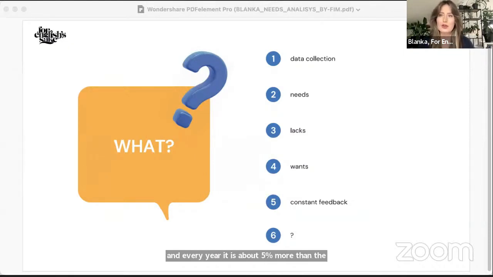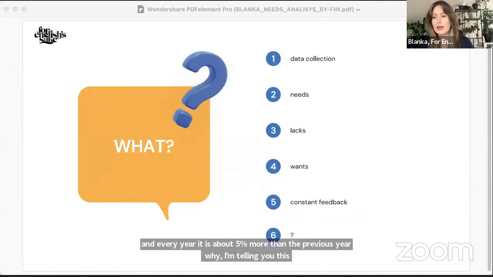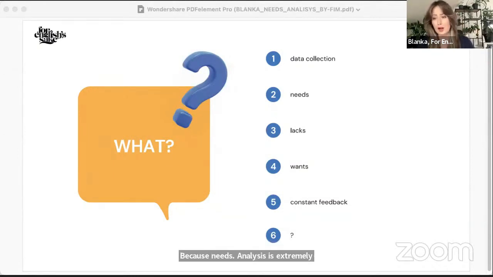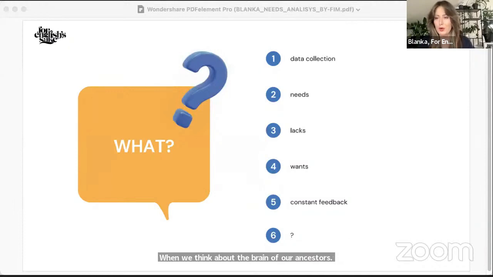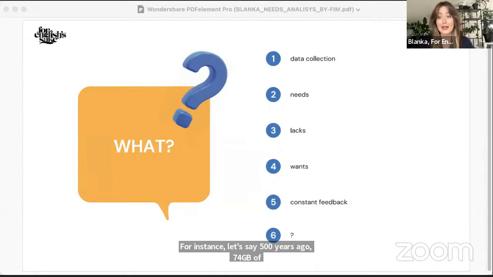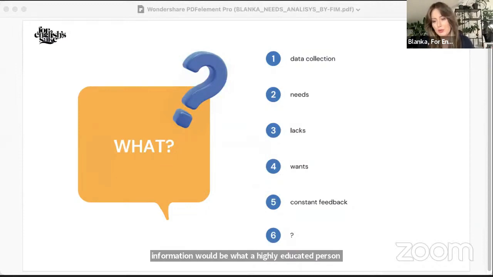Why am I telling you this? Because needs analysis is extremely helpful, because our brains are constantly changing, but not at the same time. When we think about the brain of our ancestors, let's say 500 years ago, 74 gigabytes of information would be what a highly educated person consumed in a lifetime, through books, stories, other skills, and the whole process of learning. So today, 74 per day. Back then, 74 in a lifetime.